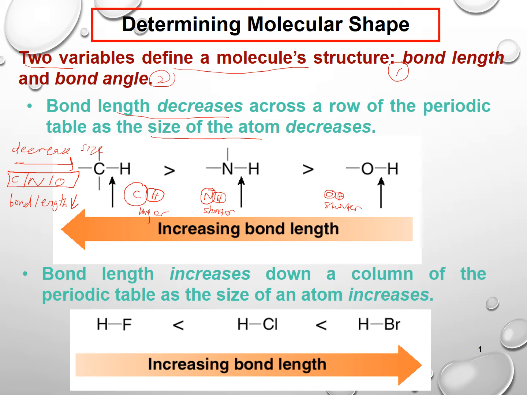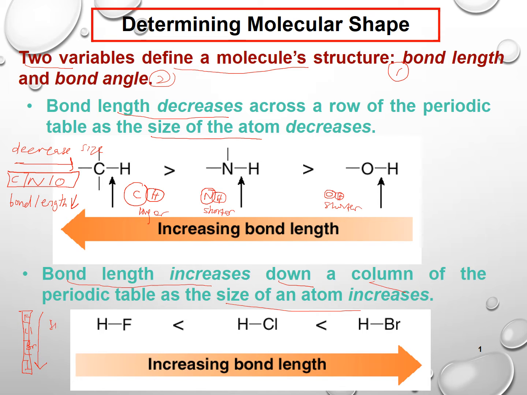Lagi kecil, lagilah shorter dia punya bond compare dengan C. Okay, sama juga kalau dia across the column. So the bond length increases down a column since the size of the atom increases. So column yang macam ni, contoh kita ada fluorine, and then chlorine, and then kita ada bromine kat sini, then iodine. Okay, so semakin dia menurun, dia akan increase the atom size.